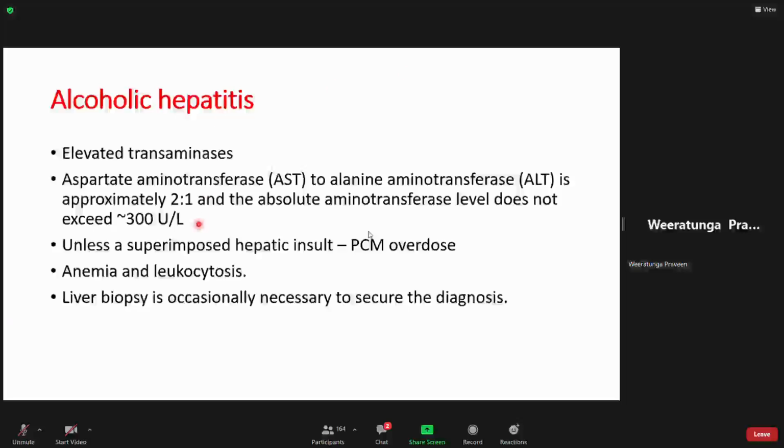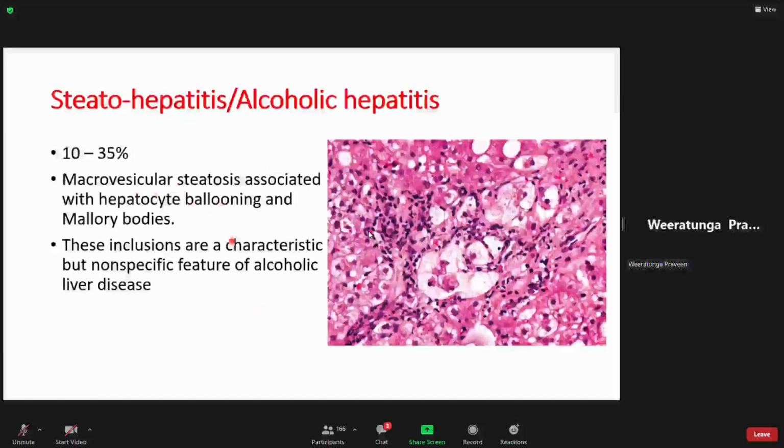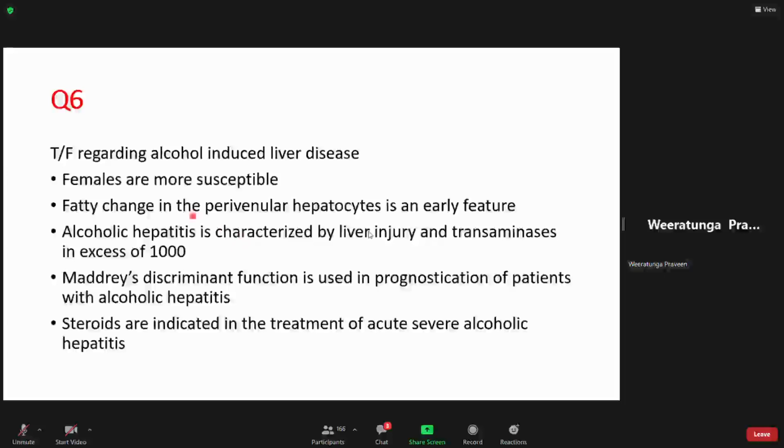Alcoholic hepatitis is an inflammatory process, and you get leukocytosis also, a raised white cell count. Clinically you can diagnose it, but sometimes you need a liver biopsy, not always, and you will see Mallory bodies and hepatocyte ballooning. So alcoholic hepatitis is characterized by liver injury, but not in excess of 1,000. It's 300-400 international units per liter, unless they have taken something else on top of the alcohol.